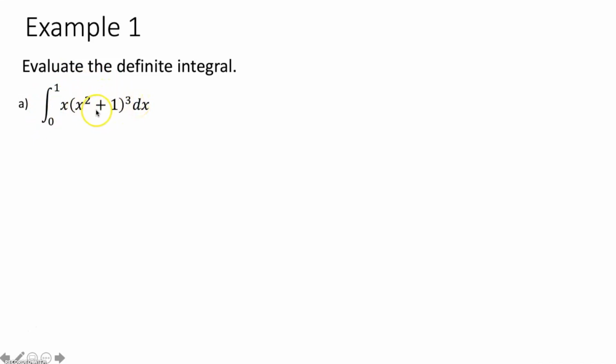So here we have a function within a function times another function. So this is clearly going to require U-substitution. So we need to figure out what is our u and then what's our du. So what are we going to set u equal to in this case?